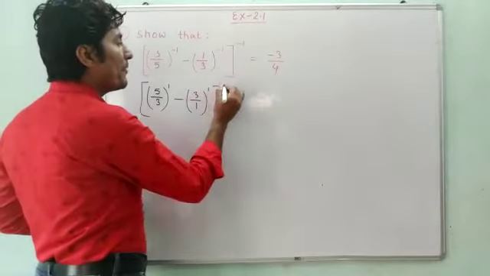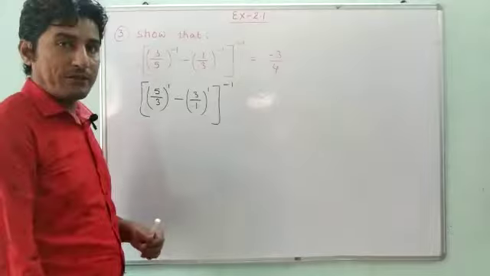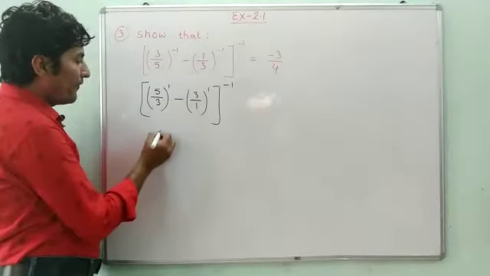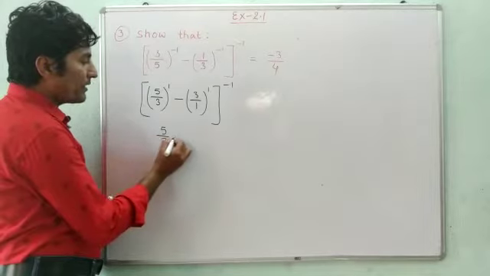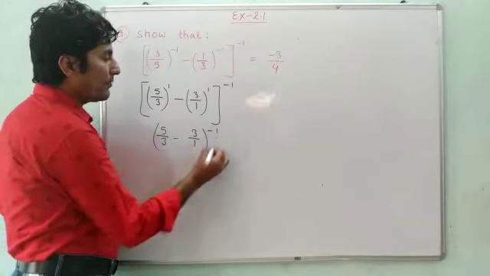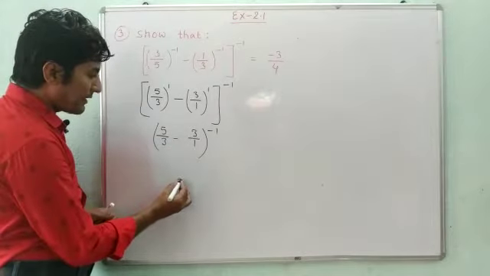And this whole to the power minus 1 will be as it is. We will not change right now. First of all, we have to evaluate this part. 5 upon 3 will be as it is, no change. Minus 3 upon 1 will be as it is. And 4 to the power minus 1. Now here we can take out the LCM.